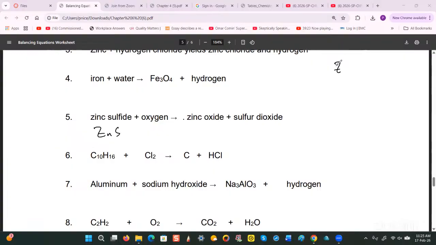But just to briefly explain, zinc will be +2, sulfide will be -2, so when you come together, it forms ZnS, plus oxygen. What's the formula for oxygen? O2, very good. And then what's the formula for zinc oxide? ZnO. And what's the formula for sulfur dioxide? SO2, exactly. Remember dioxide or di means 2, right? So this is not balanced. So how do we go about balancing this?